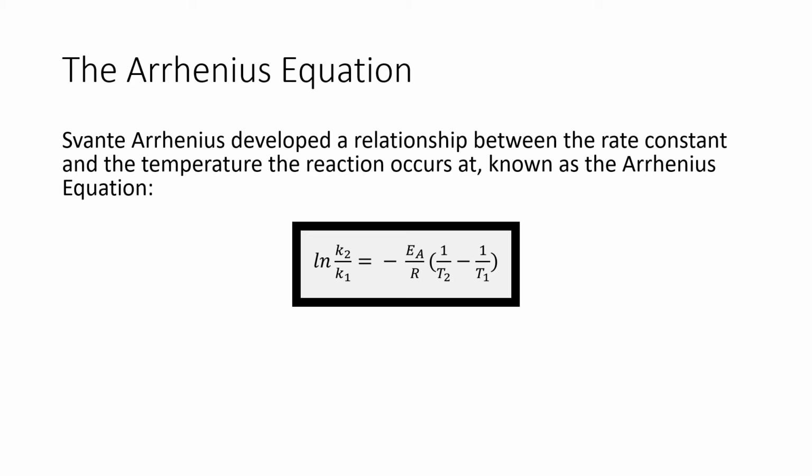So here we have the Arrhenius equation, which compares two different rate constants and their temperatures. We have ln K2 over K1 is equal to negative Ea over R times 1 over T2 minus 1 over T1. K1 and K2 are the rate constants at two different temperatures. As we said before, the rate constant changes depending on the temperature. As well, we have Ea, which is the activation energy. This is constant for a particular reaction. We have R, which is the gas constant. And we have T1 and T2, which are the two different temperatures that the reaction occurs at. So we can use these to compare the rate of reaction at two different temperatures.